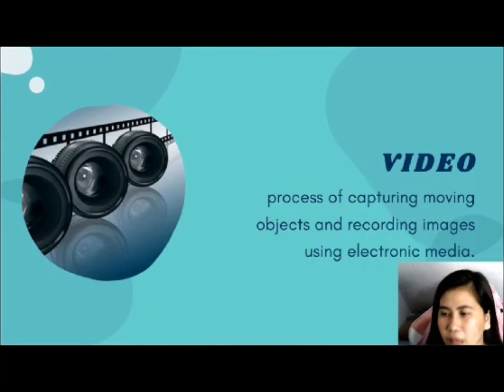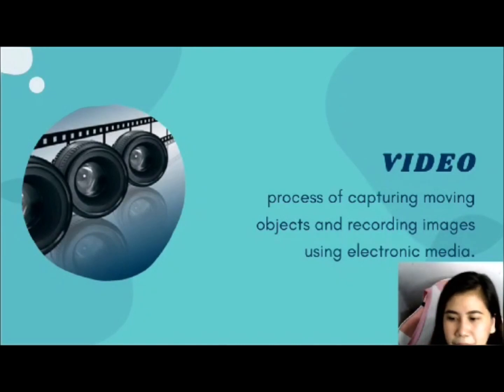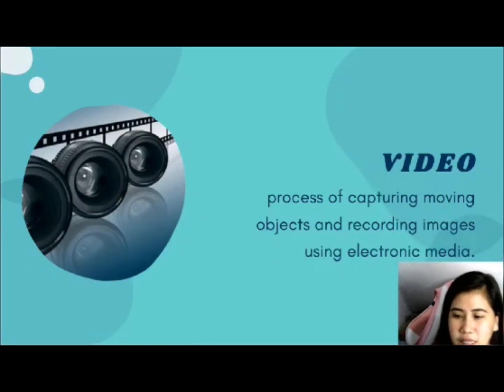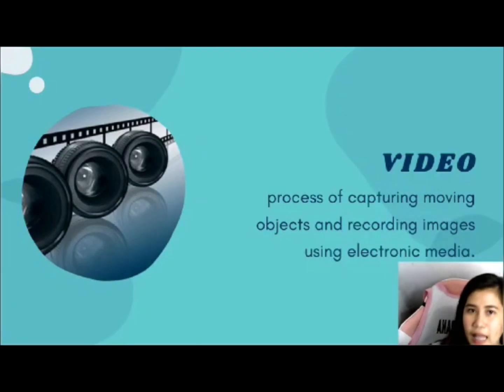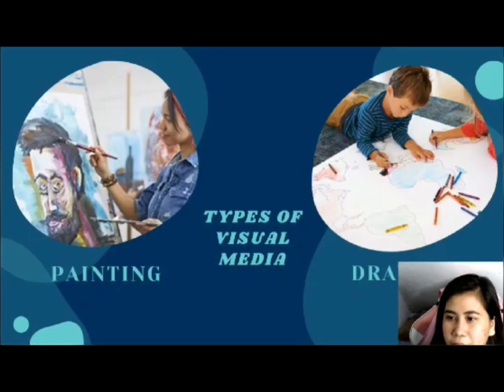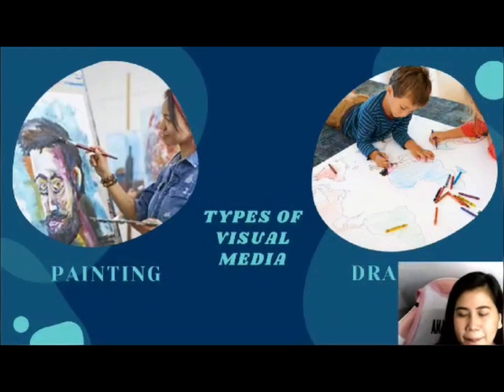Video is the process of capturing moving objects and recording images using electronic media. Video is the art and process of shooting video in a way that elicits a desired effect on the viewer. Meaning to say, it is the production from concept to the final product. Okay. Next, the next 2 types of visual media are painting and drawing.